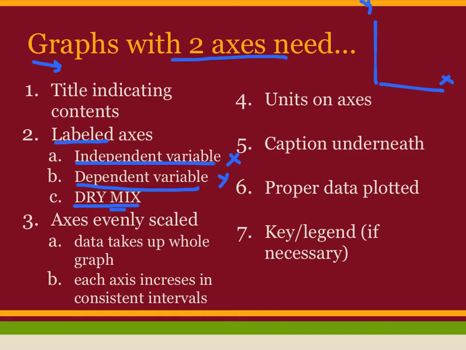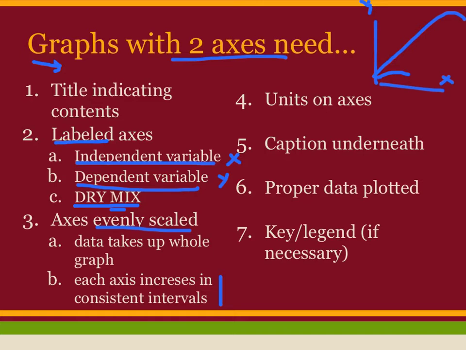All right, the third quality of a good quality graph is that the axes are evenly scaled. Okay, that means two things. Number one, your graph doesn't only take up a little bit of the graphical space. That is to say, we want our graph to take up most of the graph, so it is easy to interpret and easy to read. But more importantly, or equally importantly, that each axis increases in consistent intervals.